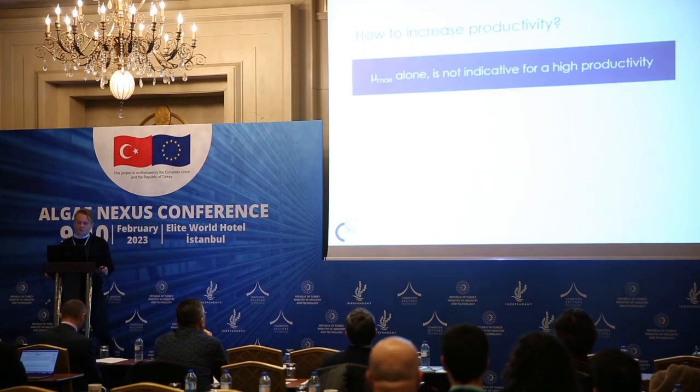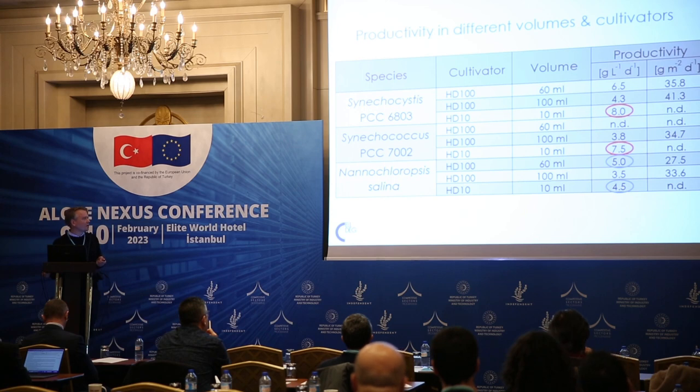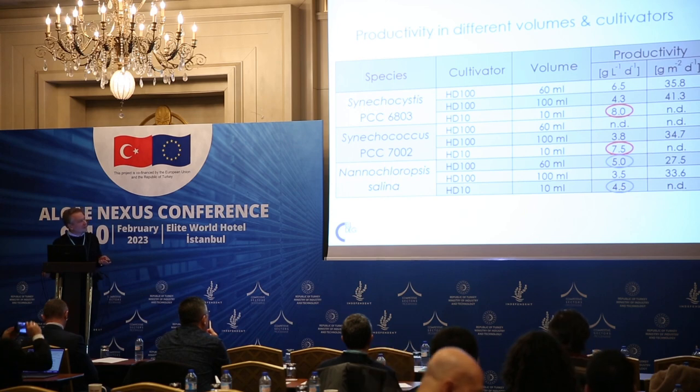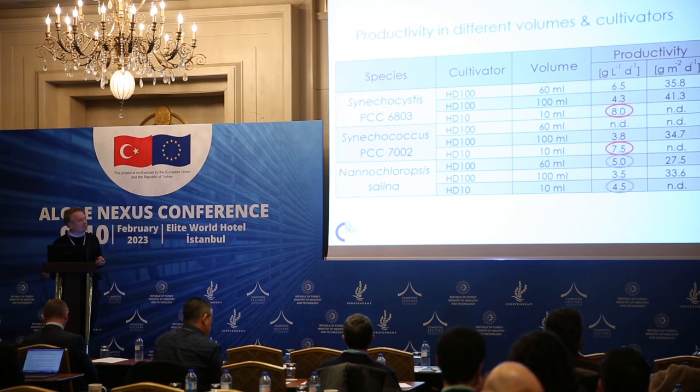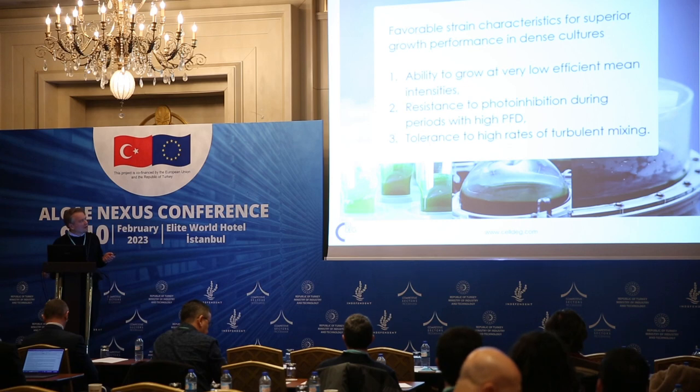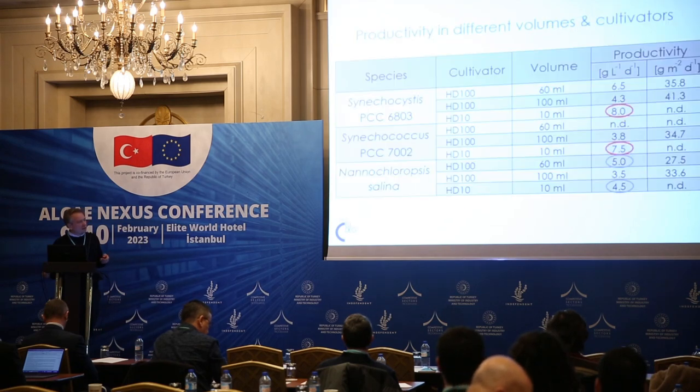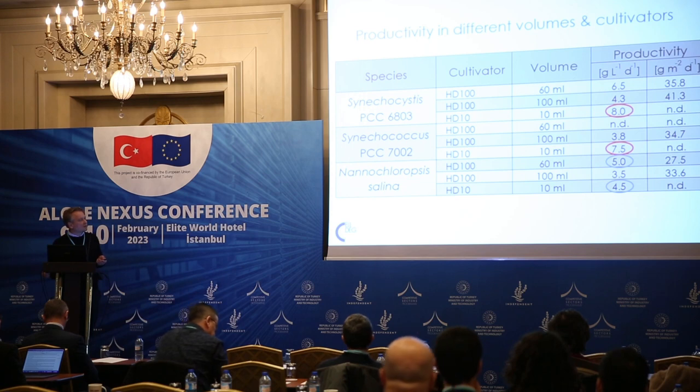Yes, like Ralph already told, and also Olaf told us, the mu max is 5 gram cell dry mass per liter per day, and it was even faster in the HD100 cultivators. It could possibly be due to the higher mixing rate in the HD10, which was maybe above the optimal mixing rate for this strain.